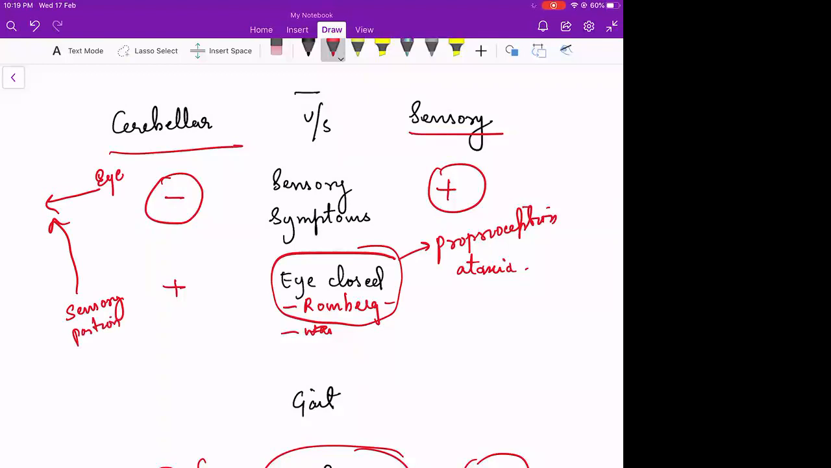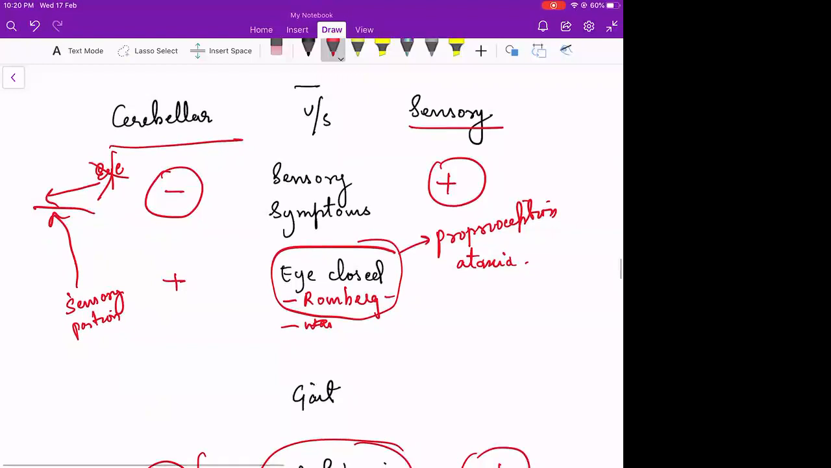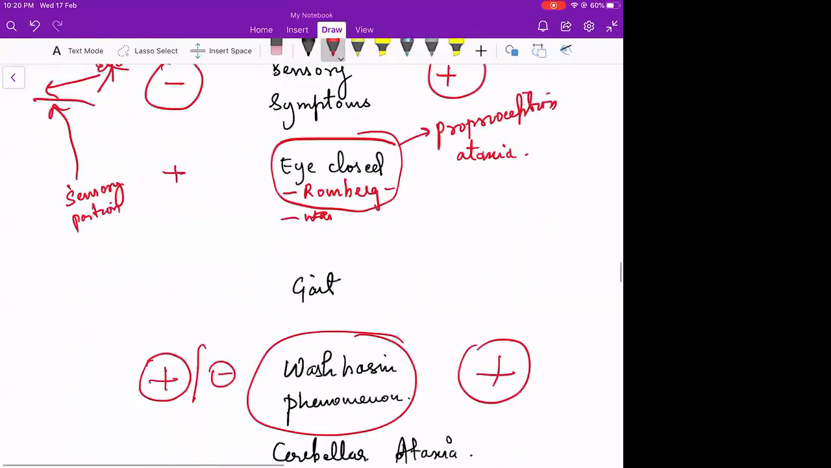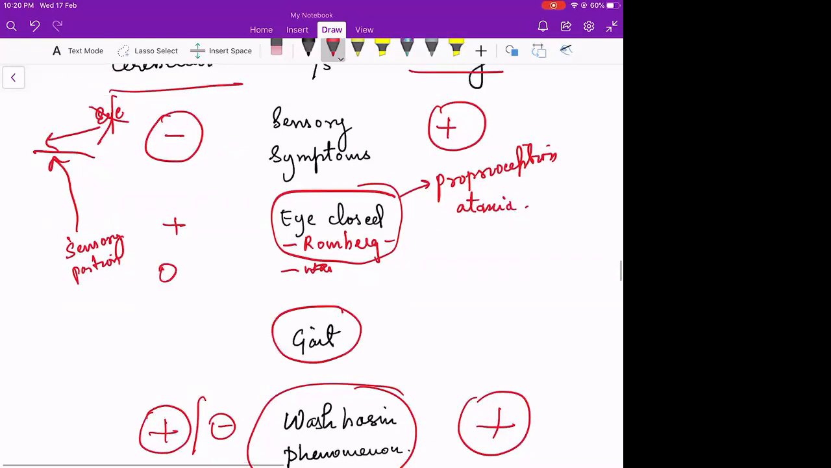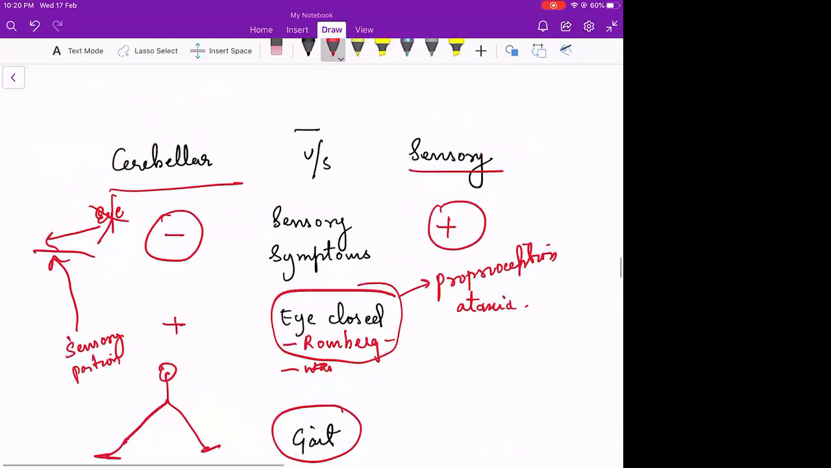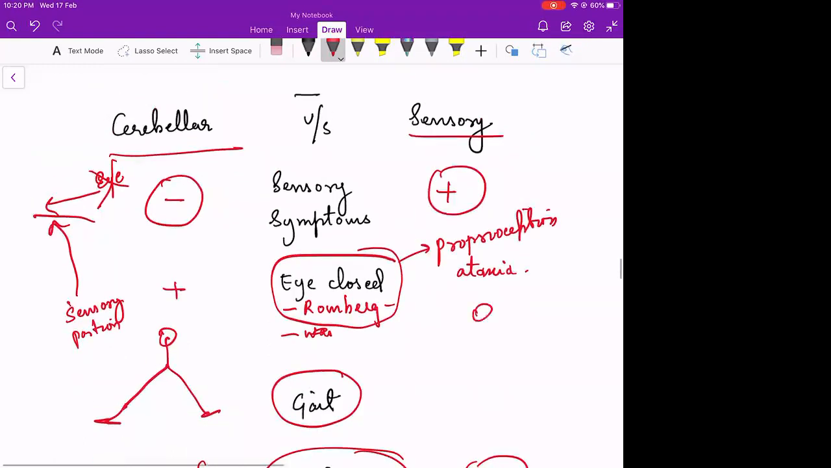So if we remove this by asking the patient to close the eyes, the patient will have less input, so the cerebellar symptoms might worsen, and the patient may fall even in cerebellar disorder. Coming to the gait, the patient will have a broad based gait in cerebellar disorders, whereas in sensory ataxia the patient will have a high stepping gait, because the patient will not be able to perceive the land.